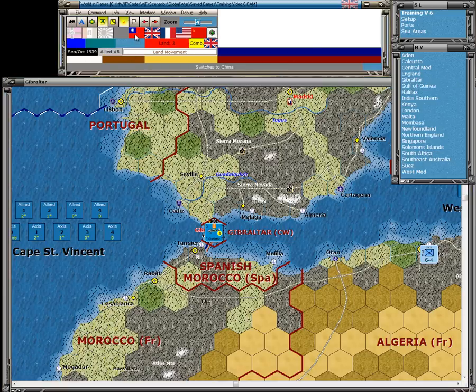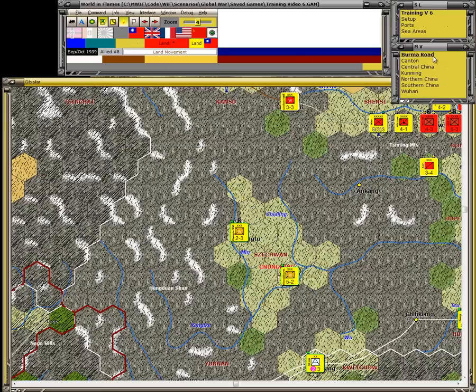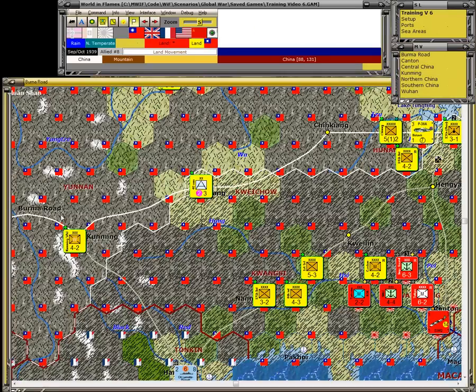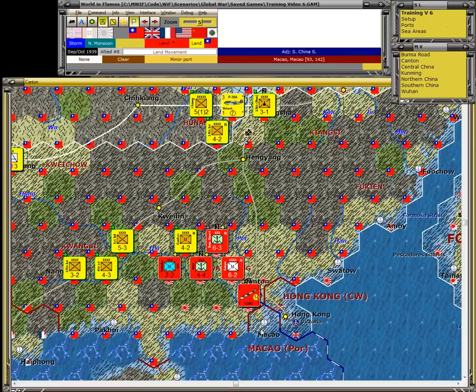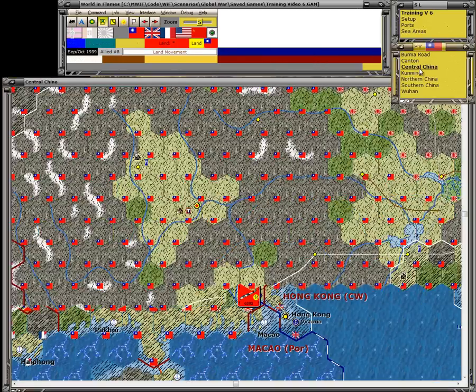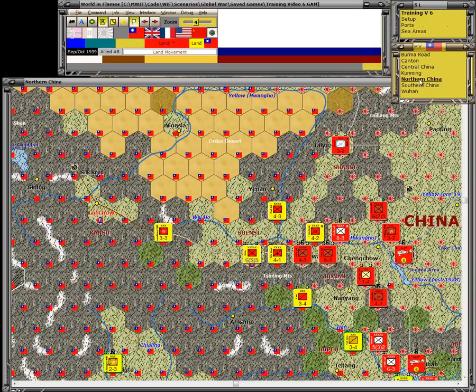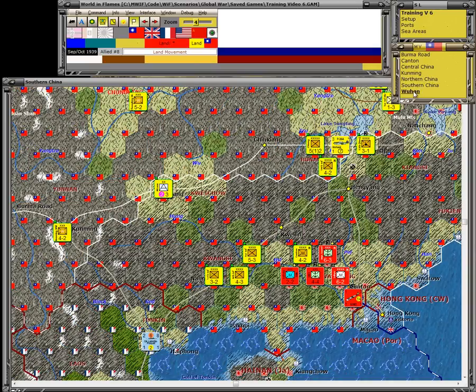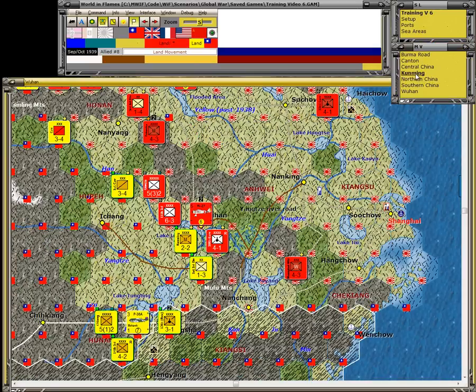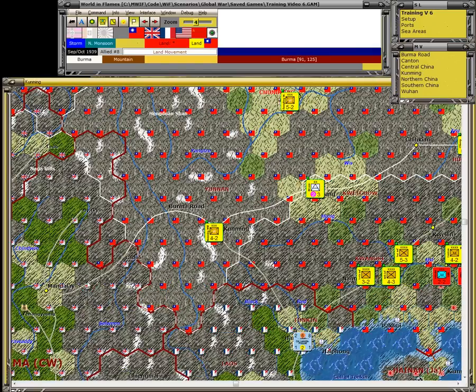If we switch to China, the China map views are completely different. They're interested in the Burma Road. Runs in here to Kunming and then continues on. We can also focus down on Canton, Hong Kong. We can look at central China as an overview, northern China as an overview, southern China. We can focus in on Wuhan. We can also focus on Kunming. This way we see the entire Burma Road running from Mandalay up to Kunming.